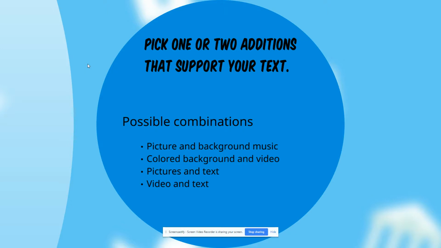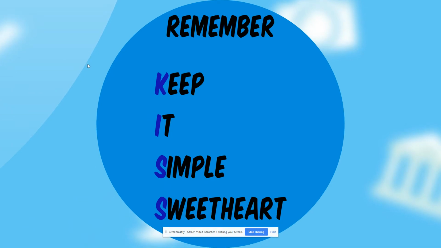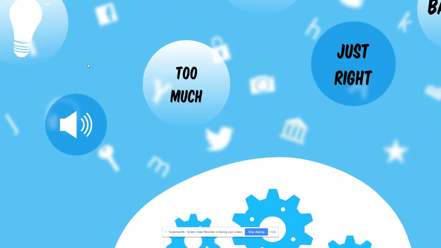Possible combinations are having a picture and maybe some soft background music, having colored backgrounds with a video on the side, pictures and text, making sure that your text stays all the same so it doesn't distract and make it hard to transition from one piece of information to the next, or possibly a video in text. But just remember to KISS: keep it simple, sweetheart. We don't want anything complicated, and a lot of times less is more, so that people can focus on the big part of your presentation and not the little pieces.